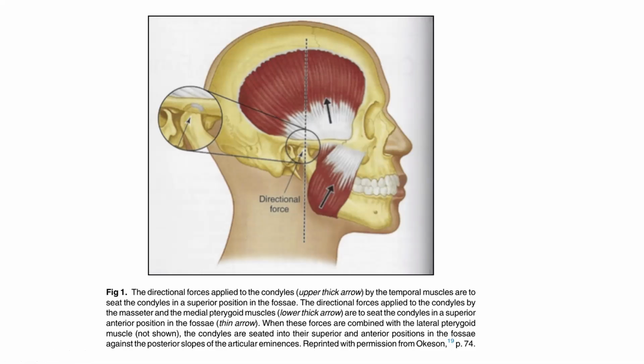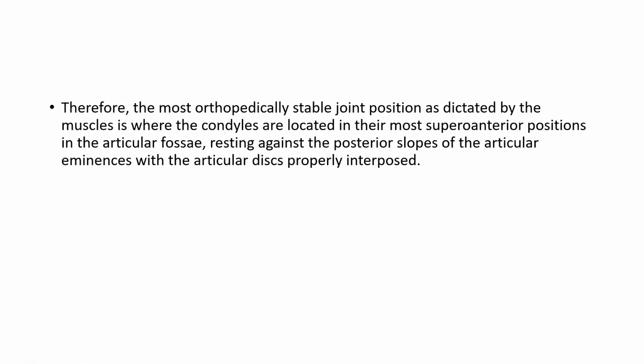This position of the condyle in the anterior superior position is the most orthopedically stable joint position of the condyle. Therefore, the most orthopedically stable joint position, as dictated by the muscles, is where the condyles are located in their most anterior superior position in the articular fossa, resting against the posterior slopes of the articular eminence, with the articular discs properly interposed.